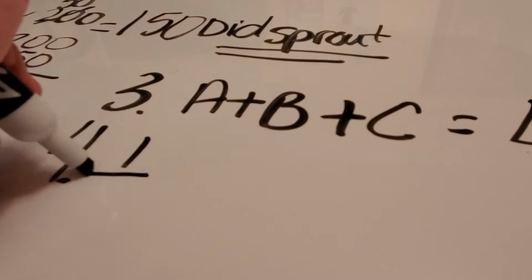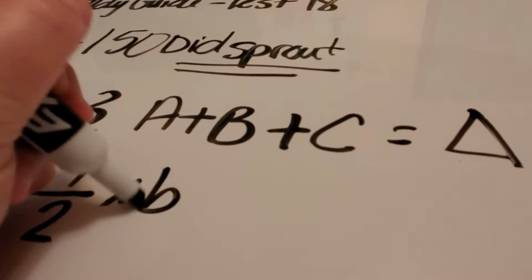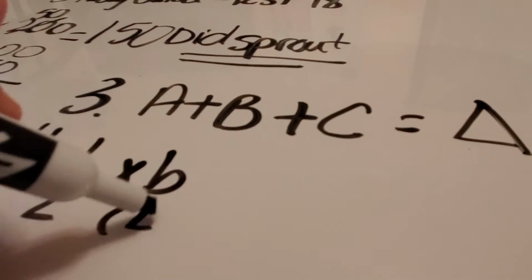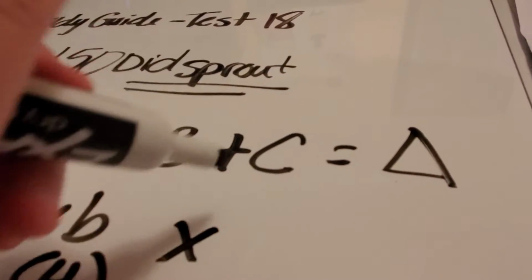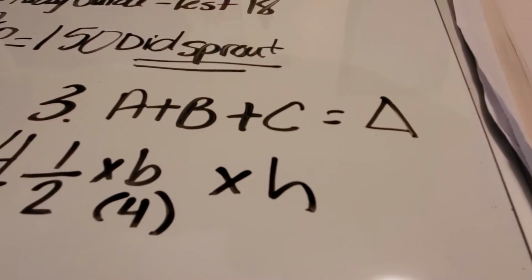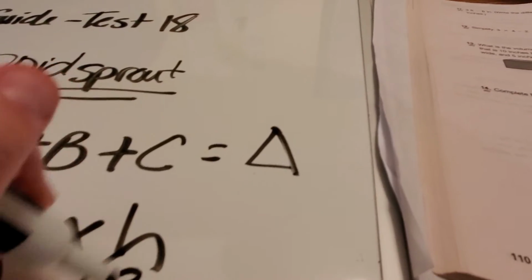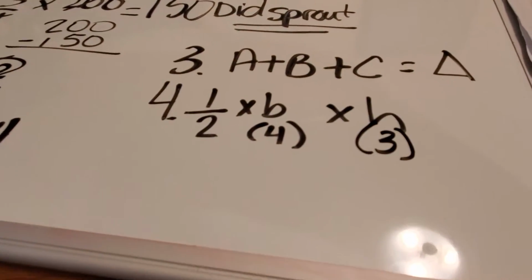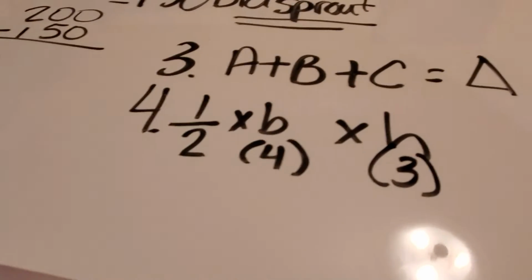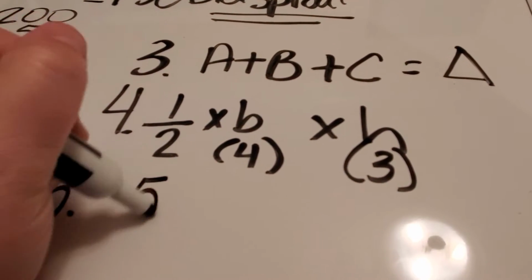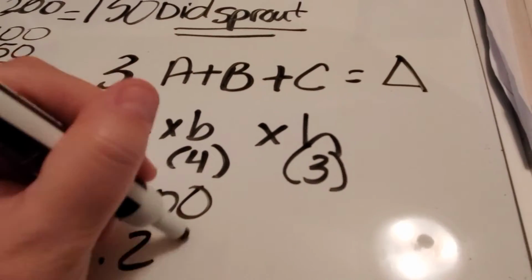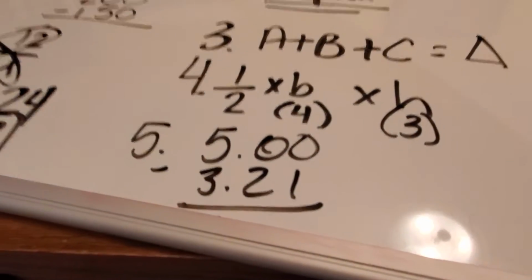Area is 1/2 times the base. Remember, base is bottom. So the base in that one is 4 times the height. And remember, the height is the one that's going straight up, not at a diagonal. And the height in that one is 3. There's your hint in that one. Work it out. For 5, don't forget to line up those decimals. So it'll be 5.00 minus 3.21. Okay? Don't forget to line up those zeros.